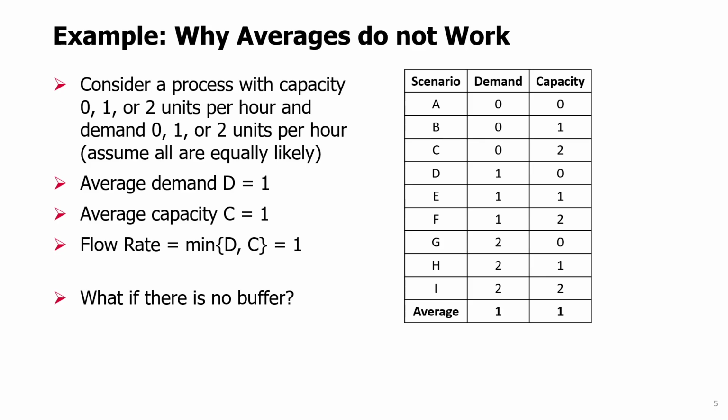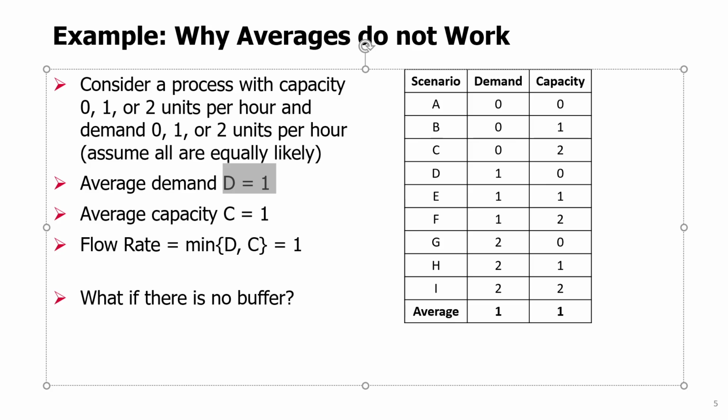Assume all those three values for demand and for capacity are equally likely, and also that they are independent. If you calculate the average demand, averaging 0, 1, 2 equally likely gives you average demand 1, and average capacity is 1. So flow rate should be 1 from what we know, right? But that would, of course, require a buffer. Because if you have capacity of, let's say, 1 unit, but at that hour there are 2 units of demand, then the 1 unit has to wait for the next hour, and hopefully there will be more capacity available to serve this unit.